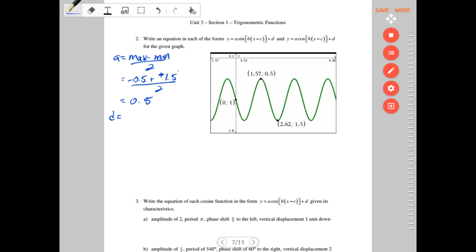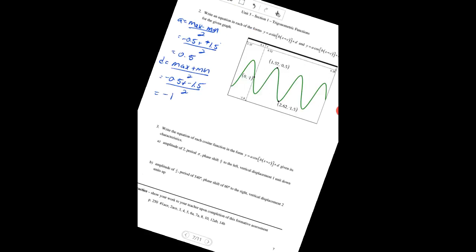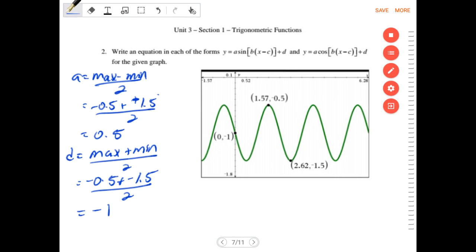My d value is similar, but max plus min divided by 2. So that's negative 0.5 plus negative 1.5 over 2. So that puts me at negative 2 over 2, which is negative 1. Okay, good. Next we'll find the d value. Whoops. Sorry about that. We'll find our b value.